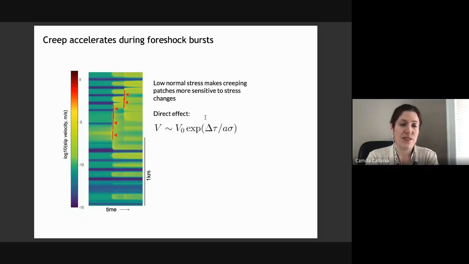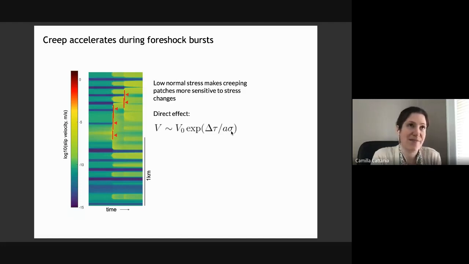And we can get some insight into the reason why we have such a strong response by thinking about the direct effect in rate and state friction. And so we know that after a step in stress, an increment delta tau due to static stress change from the foreshocks, the slip velocity increases by a factor which is the exponential of delta tau, the change in stress, normalized by A sigma. So if sigma is very low, which we know is the case in the regions where creeping is taking place, then we also expect these regions to be very sensitive to even small stress changes. And that's why foreshocks can be much more effective at accelerating creep than you would expect if you were not considering the spatial variations in sigma.